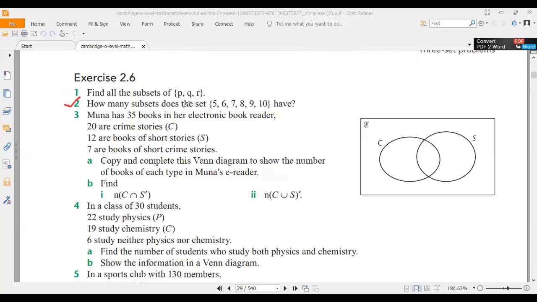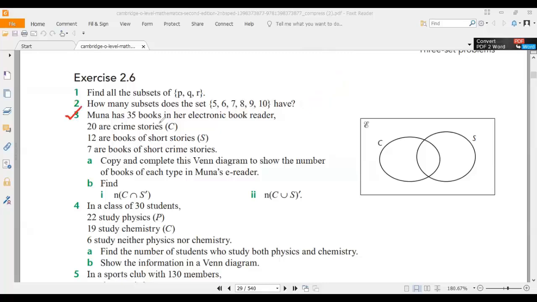Now question number 2: how many subsets does the set {5, 6, 7, 8, 9, 10} have? Very simple, that will be 2 to the power of the number of elements, 1, 2, 3, 4, 5, 6, so 2 to the power 6 subsets. What does 2 to the power 6 mean? That will be 64. So we can find 64 subsets from this set.